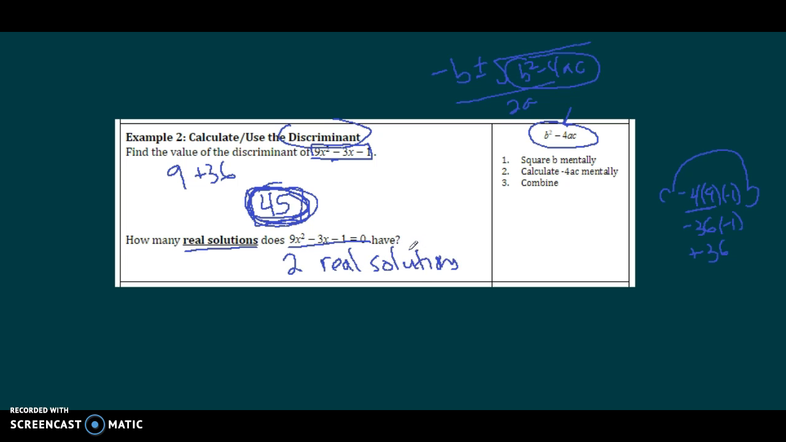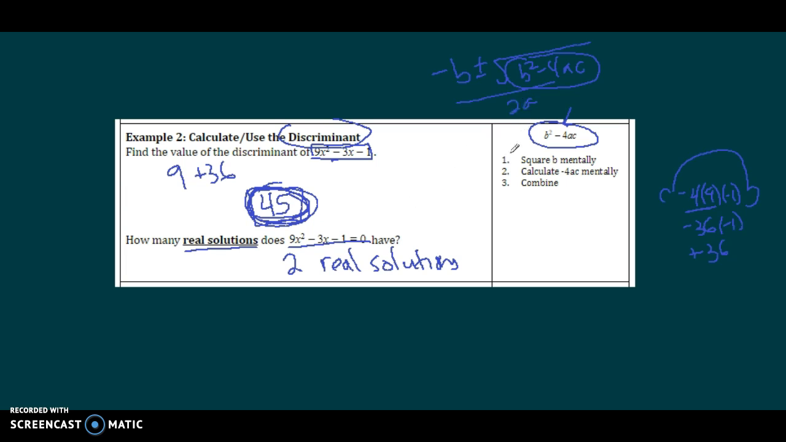Now, you can look at the other page to see all the other rules, but basically when the discriminant is positive, you're going to have 2. If this number had been negative, I would have 0 real solutions, and had this number been 0, there'd be 1 real solution. But you can look at the notes to see if that makes sense.